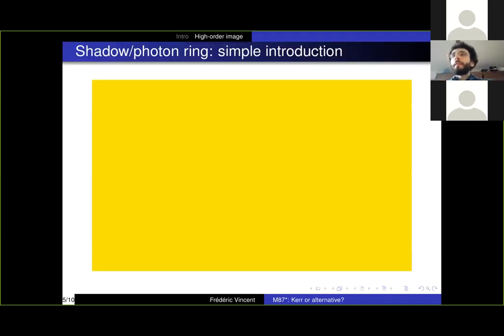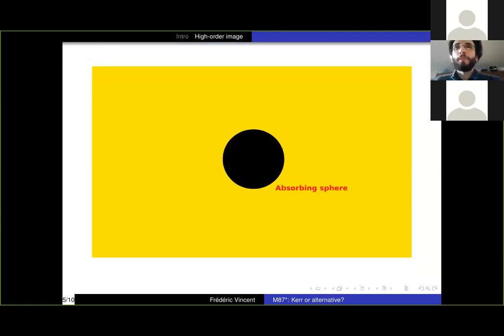So I will start with what I would call the textbook definition of the black hole shadow and the photon ring. So let me start with this kind of thought experiment. We are here together in a virtual room. I imagine that at the other end of the room there is a projector that is sending towards me some light, some radiation, some uniform field of radiation that is represented by the yellow rectangle in my slide. So I will put a perfectly absorbing sphere in between this projector and myself, the observer. I make a photograph. Of course, I obtain this dark patch on my sky.